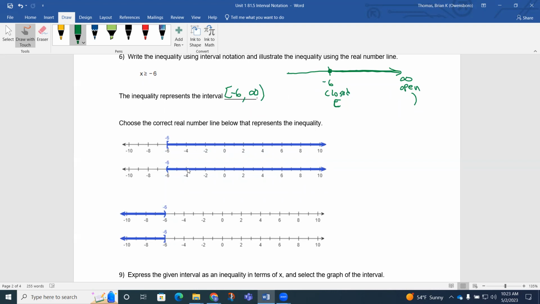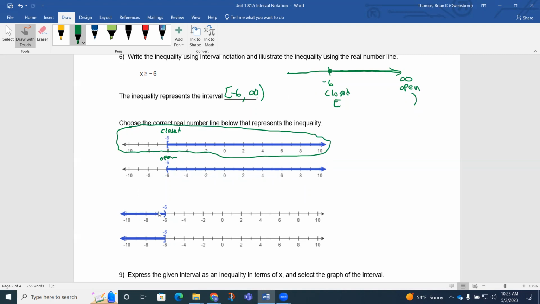So notice how these two look really close, but notice how this is closed, and this one's actually open because it has a parenthesis. And since it's greater than or equal to, we have to include the endpoint, which means it's closed. So again, this would be our best graph here.